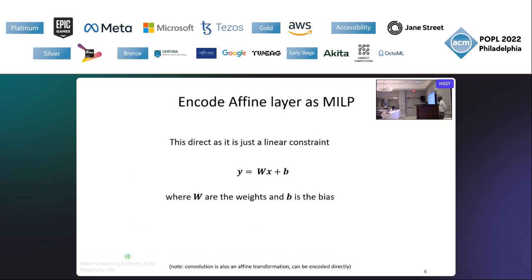Okay, so encoding an affine layer is straightforward because it just applies a linear transformation on your input. So if your input is x, what the affine layer does is multiply the vector x with weights and add a constant bias term to get your output, and this can be easily encoded as a linear equality constraint.